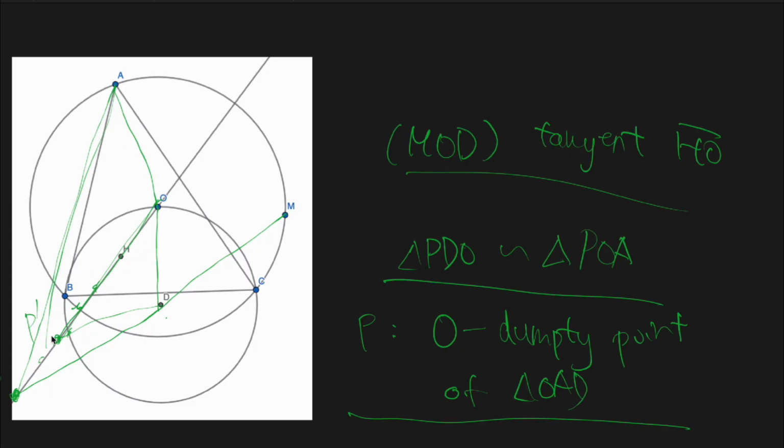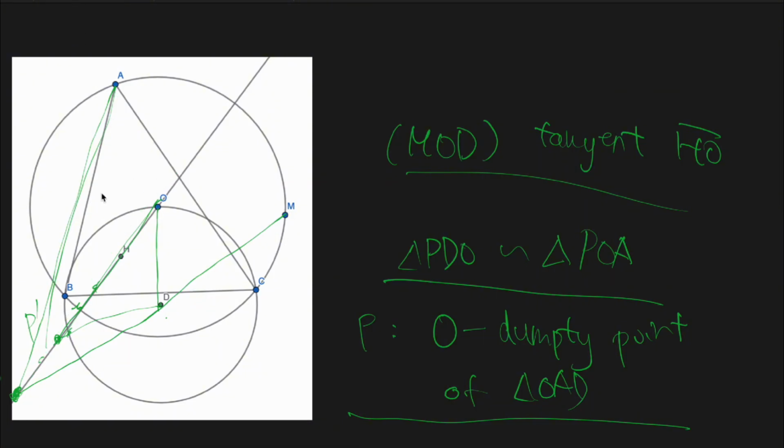However, we also have that angle AP'O is equal to angle OP'M, and so we want angle OP'D equal to angle OP'M, which means that we want D, M, P' to be collinear. So if we have proved that the Dumpty point lies on this line, then the Dumpty point can only be here, as the Dumpty point, D and M have to be collinear.